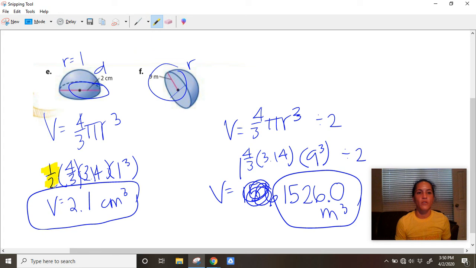So in this example, I put the 1/2 at the beginning, and in this example, I divided it by 2 at the end. Both mean the same thing, and they accomplish the same thing. So when you have a hemisphere, I don't want you to have to think of a new formula. You're either going to multiply by 1/2 or divide it by 2. All right, we'll practice more spheres soon.